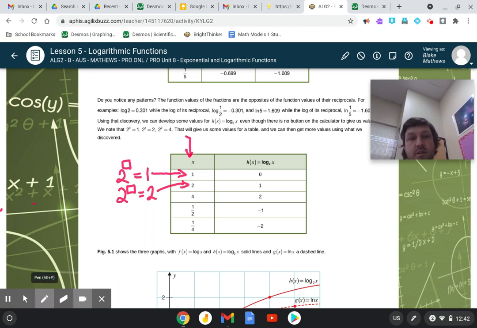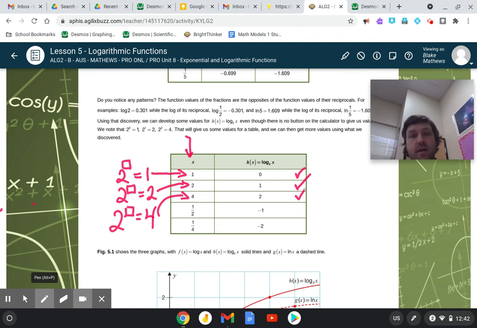We know that 2 to the 0 power gives me 1. That's why the answer over here is 0. And we know that 2 to the first power, or to the power of 1, gives me 2. So that's how we know the answer there is 1. And then it keeps going. If I kept going, it'd be 2 to what power gives me 4? Well, 2 to the second power, or 2 squared, gives me 4. That's where that answer comes from.